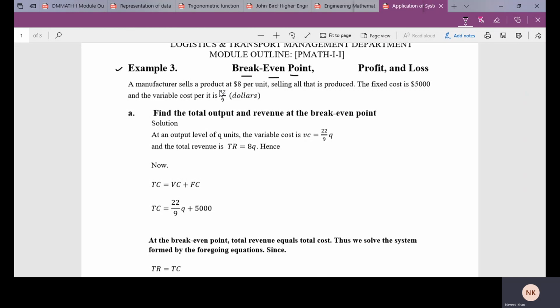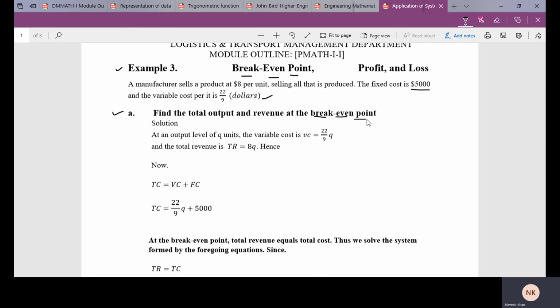A manufacturer sells a product at $8 per unit, selling all that is produced. The fixed cost is $5,000 and the variable cost per unit is 22/9. Part A is: find the total output and revenue at the break even point.